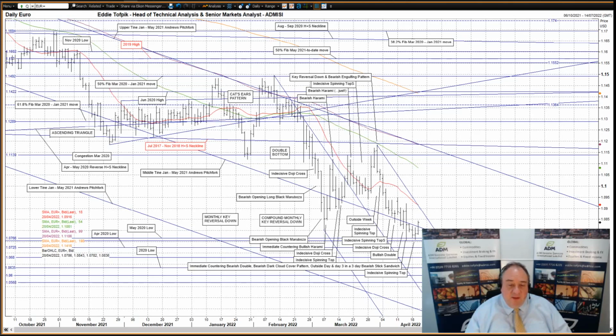currently 105.48. So far today, an attempt up to the middle time of the original longer-term bearish Andrews pitchfork, breaching it, but not as effectively as one would have hoped for.